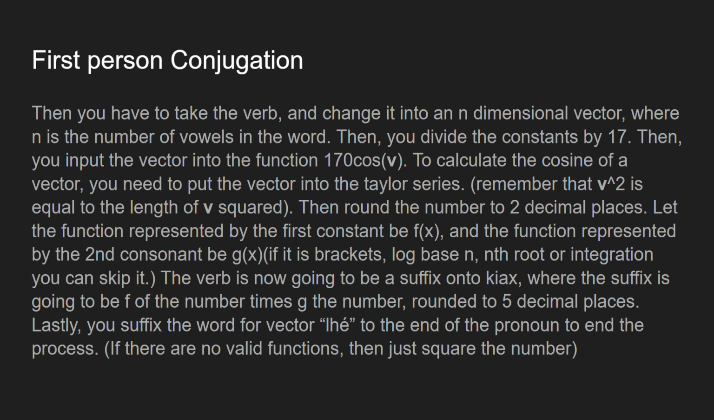The verb is now going to be a suffix onto the first person pronoun, which is iach, where the suffix is going to be f of the number times g of the number rounded to 5 decimal places. Lastly, you suffix the word for vector to the end of the pronoun to end the process. If there's no valid functions, then you just square the number.